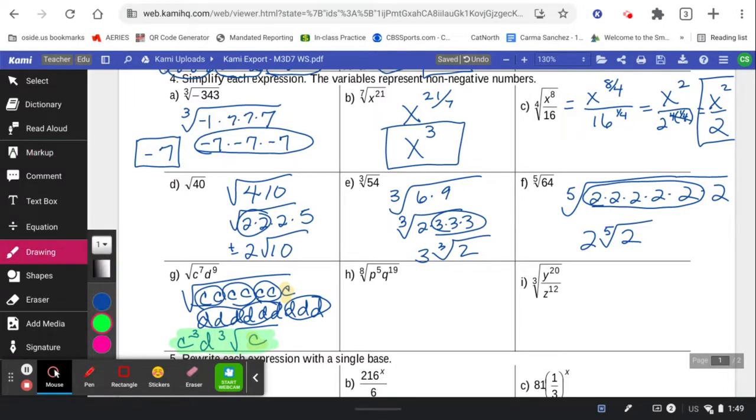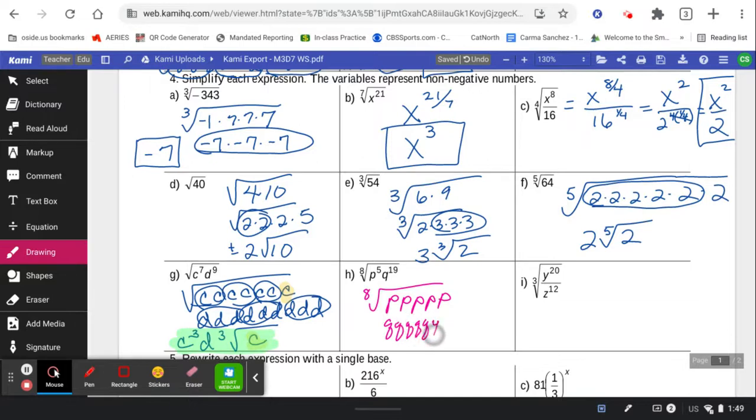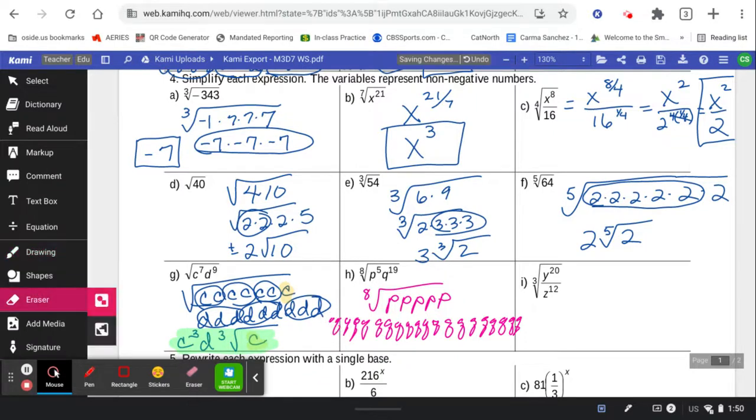All right, next one, 8th root of p to the 5th, q to the 19th. Let's count and make sure I have 19. 1, 2, 3, 4, 5, 6, 7, 8, 9, 10, 14, 15, 16, 17, 18, 19. Okay, groups of 8. Do I even have 8 of these? Nope. So I can't take anything out for the p's.